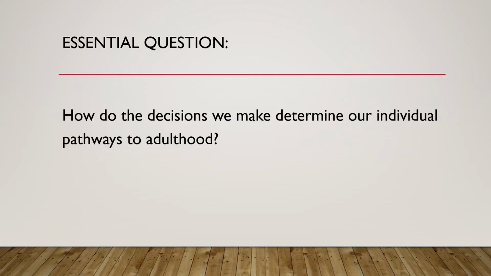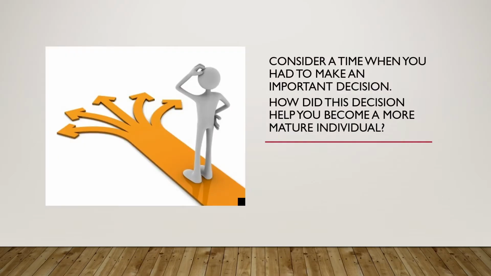In this lesson, we will consider the essential question, how do the decisions we make determine our individual pathways to adulthood? Authors use figurative language, imagery, symbolism, and rhyme to develop a theme. We will read two poems, Mother to Son by Langston Hughes and The Road Not Taken by Robert Frost. Both are very famous American poets. This lesson will prepare you to write your own poem about an important decision you made in your life.